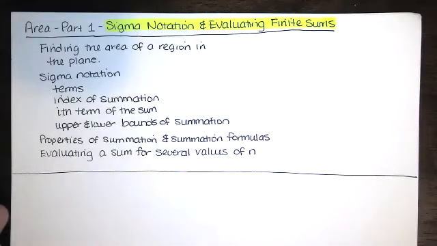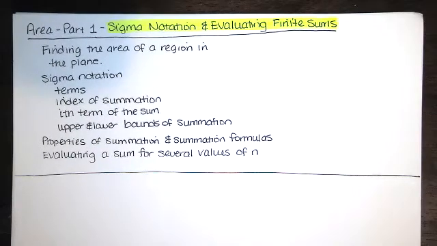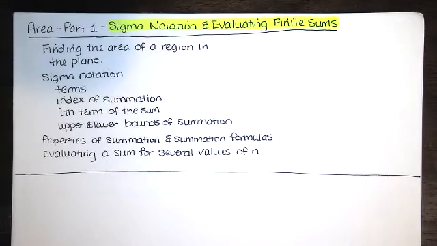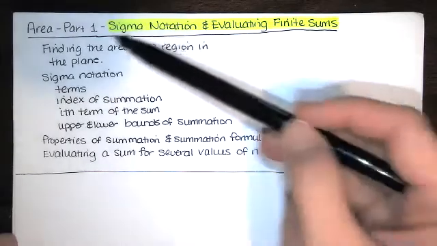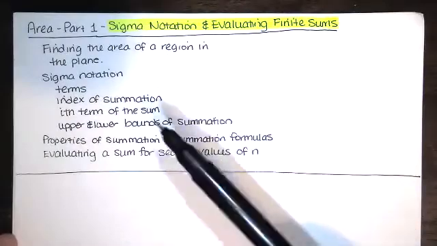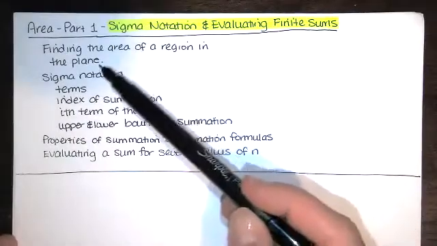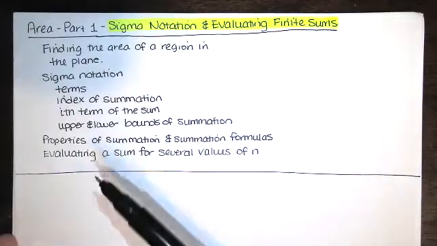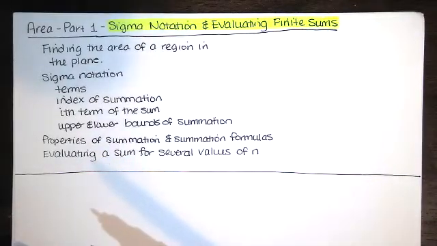This video is about sigma notation and evaluating finite sums. So in the last video, we were talking about antiderivatives. Now we're going to pivot and talk about finding the area of a region in the plane, but we actually don't get to that in this video. In this video, we're preparing to get to a point where we can talk about finding the area of a region in a plane using finite sums.